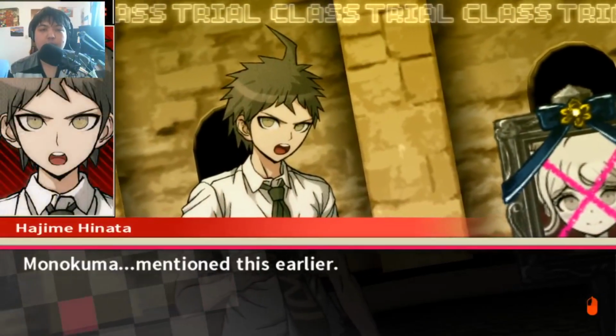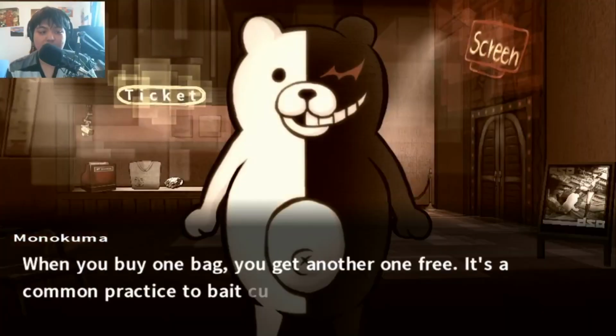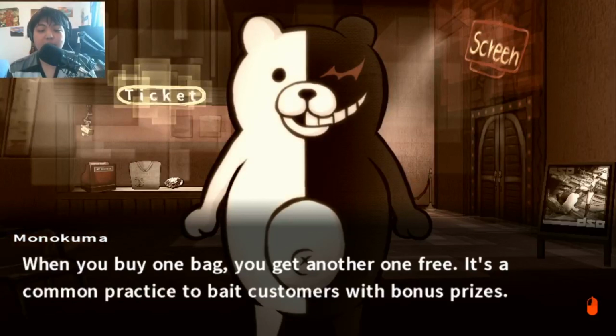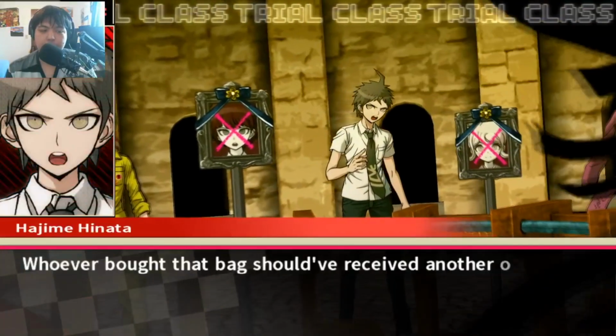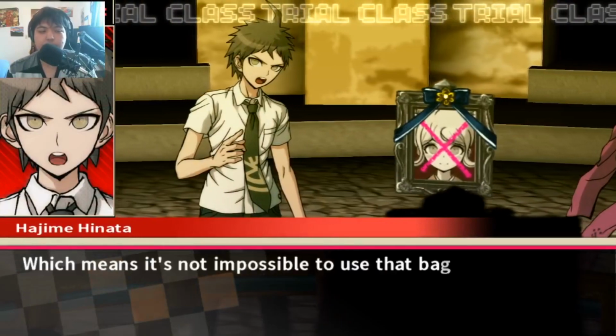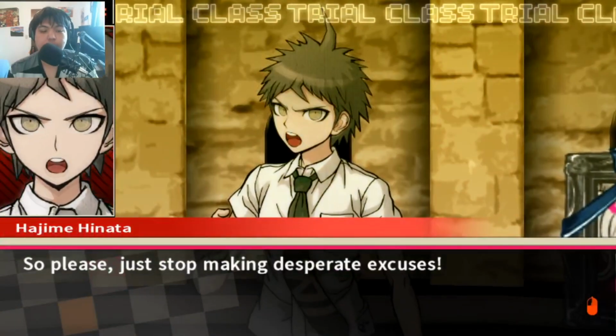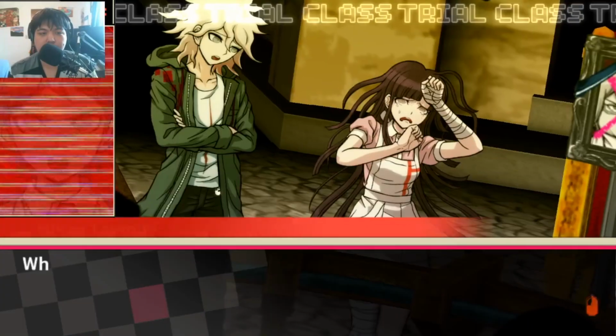Monokuma mentioned this earlier. When you buy one bag, you get another one free. It's a common practice to bait customers with a bonus prize. Whoever bought that bag should have received another one as a bonus prize. Which means it's not impossible to use that bag in two separate places. So please, just stop making desperate excuses.